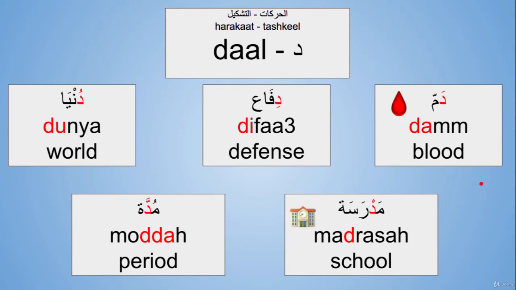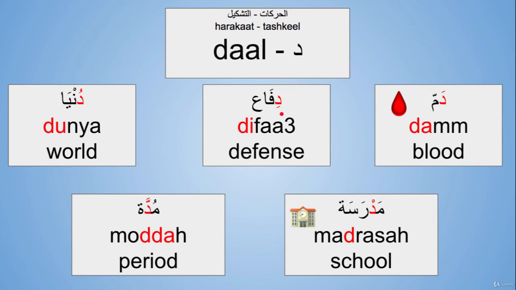Hello everyone, and let's continue with the diacritics together with the letters of the alphabet. Now we will talk about the letter dal. So when it has fatha, it will be da, like in the word dam, which means blood.